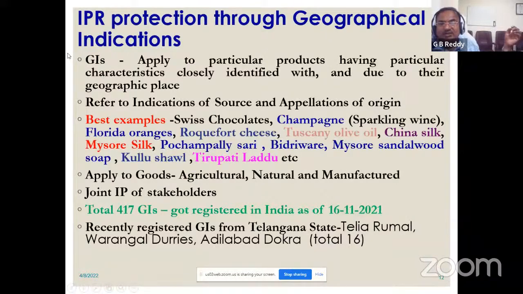About the GIs I mentioned already, they apply only to goods which are agricultural, natural, or manufactured. These characteristics are unique because they relate to their geographic place. It may be the size, the appearance, the quality, whatever it is. So it may refer to indications of source and appellations of origin. Indication of source means they are coming only from that source. If you say Simla apple, it comes from Simla only. You can't expect this to be a Hyderabad apple. So that is indication of source. The other one is appellation of origin.